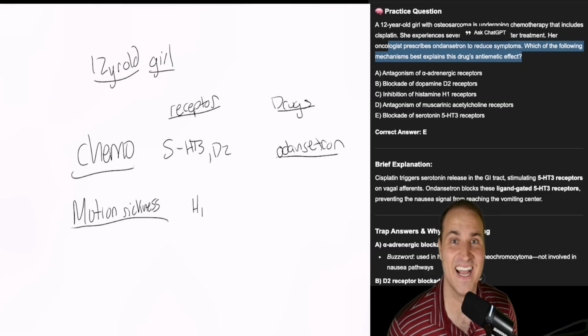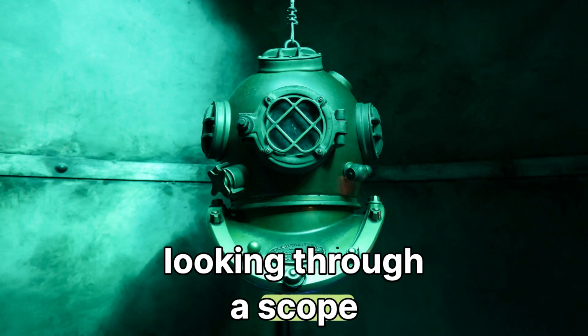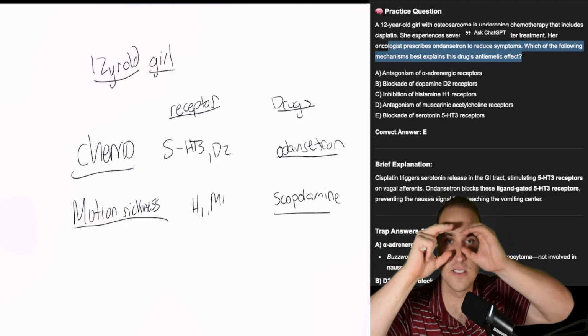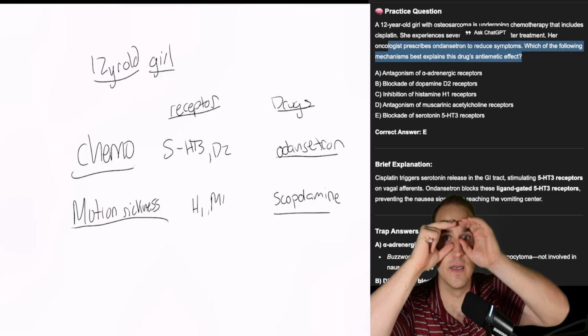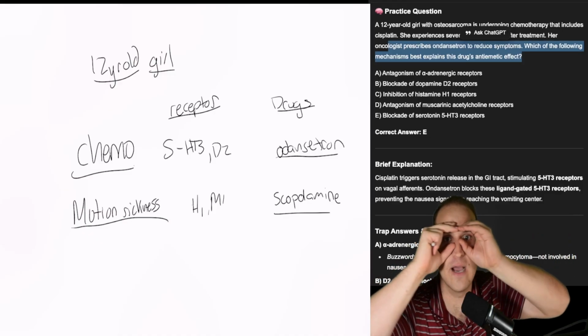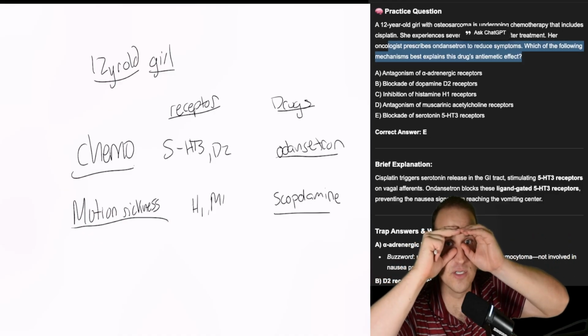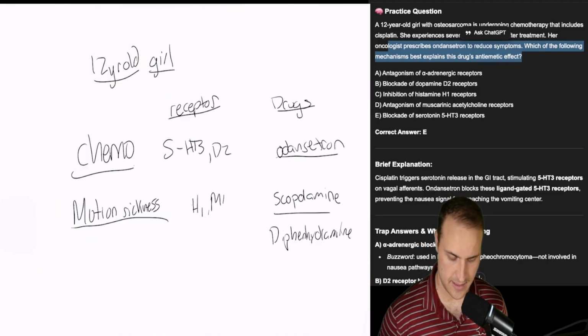Motion sickness: H1, your histamine, also M1, your muscarinic receptor, and this one is scopolamine. And I like to think of scopolamine like you're looking through a scope of a submarine, and so you're scoping it out, and on a submarine you get a lot of motion sickness because it's like a boat. It's just how I think about it in my brain. I'm just trying to convey what worked for me. So you're scoping out from a boat, and you have motion sickness because you're on that boat. Another one I've seen them ask about is diphenhydramine, and also meclizine too.